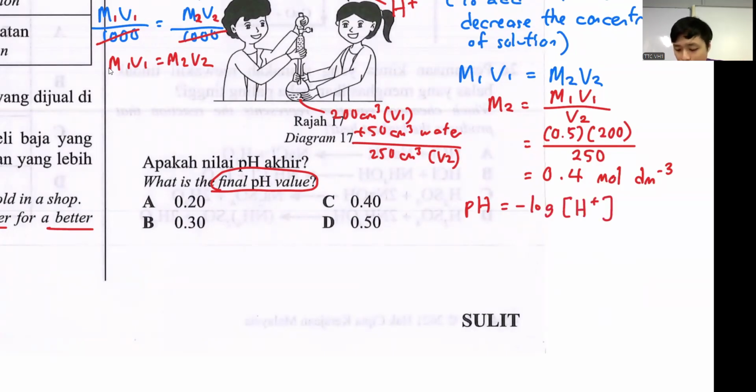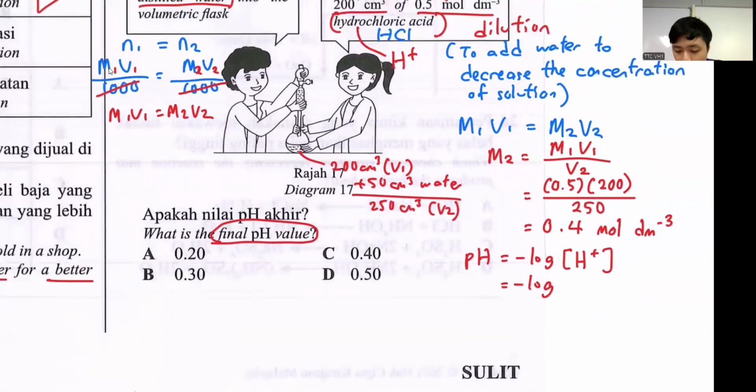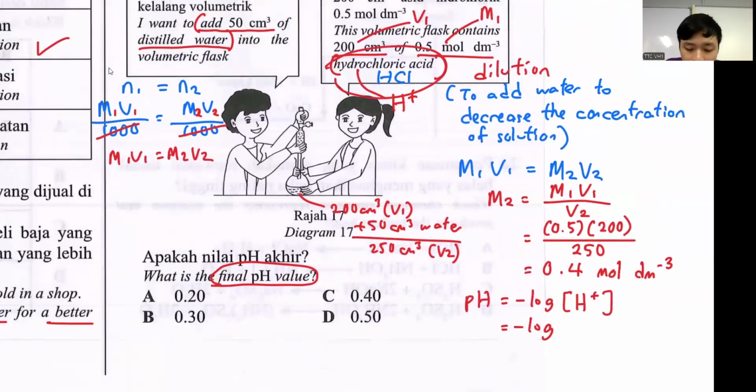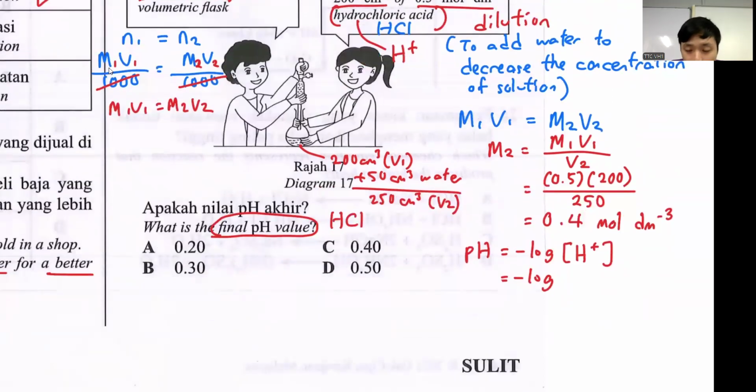So, how do you get H plus, remember? No need to make H plus, sorry. I can straight away substitute 0.4 because in case you check, hydrochloric acid is a monoprotic acid, it only produces one mole of hydrogen ion. That's why you don't times 2 for the concentration.